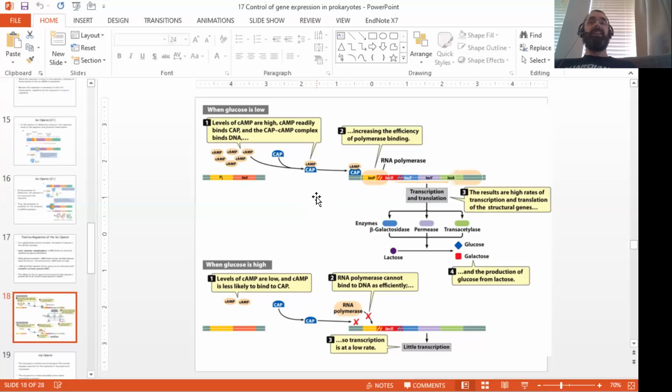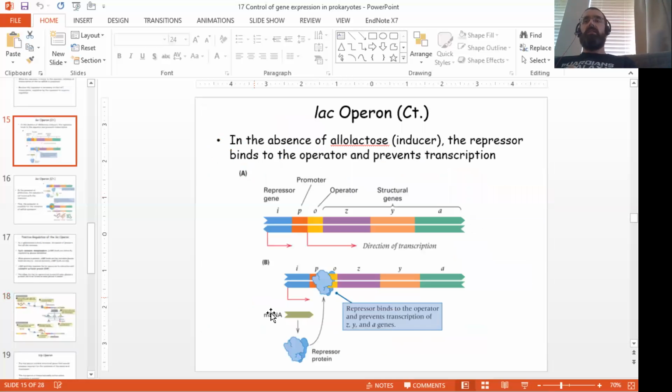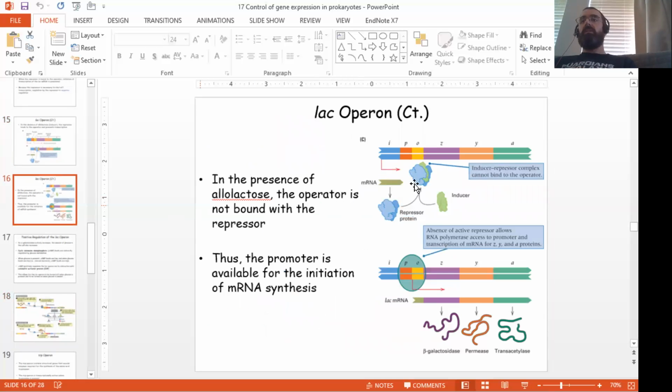However, if LacI is off the operator because lactose is present, right? Remember, oops, not that one, this one. In the presence of lactose, this LacI is not going to bind to the operator, right? So in that case, RNA polymerase is going to start coming in here to try and bind to the promoter.